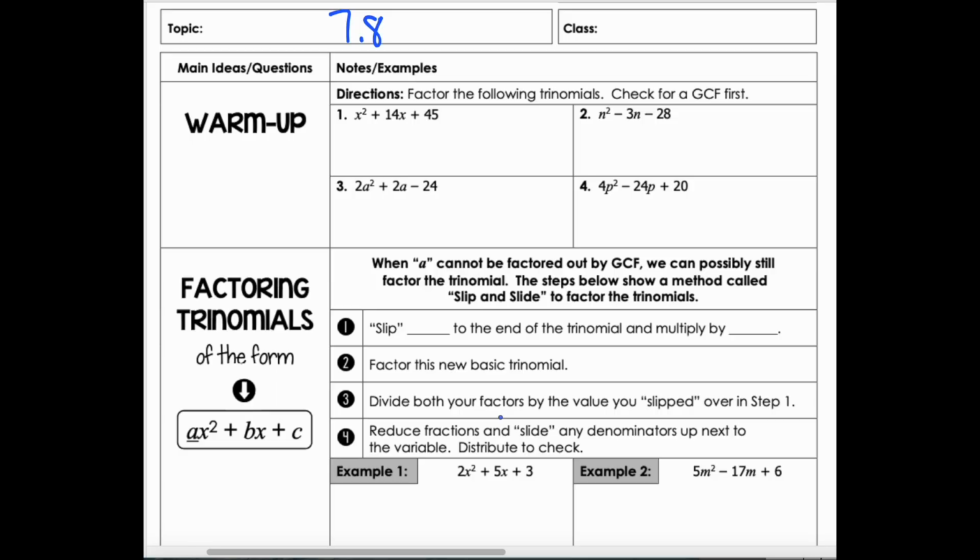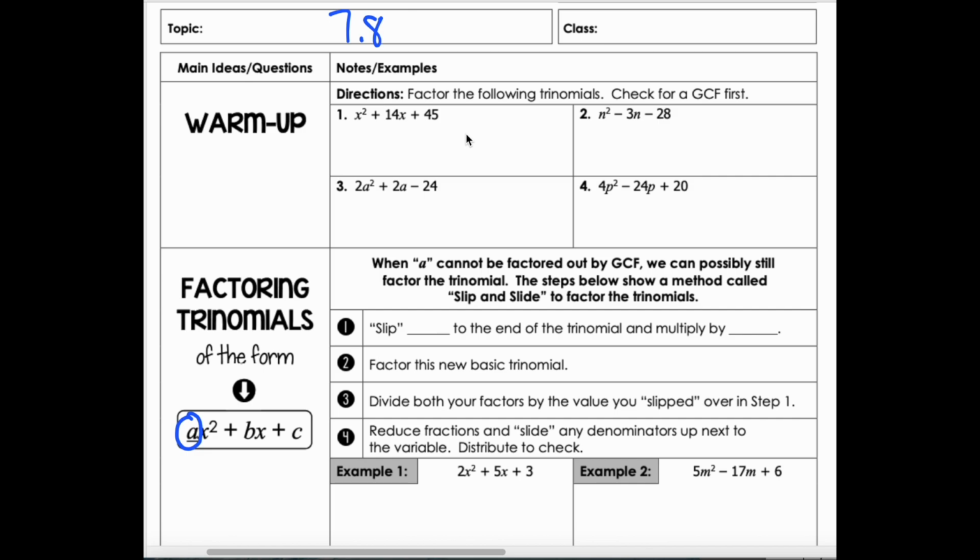Hey guys, this is going to be our unit 7.8, and today we're going to be factoring trinomials that actually have this added coefficient of a. What we've been working on before is dealing with trinomials that have a coefficient of 1. But what if the coefficient is not 1? This is where we're going to find our next step.